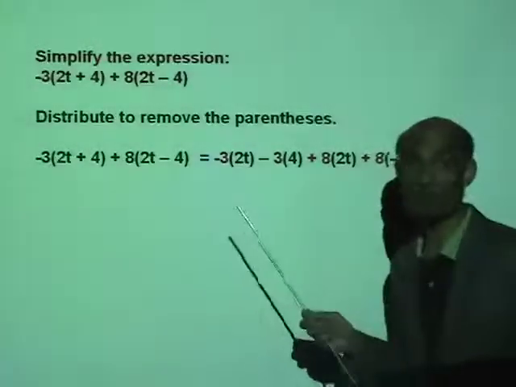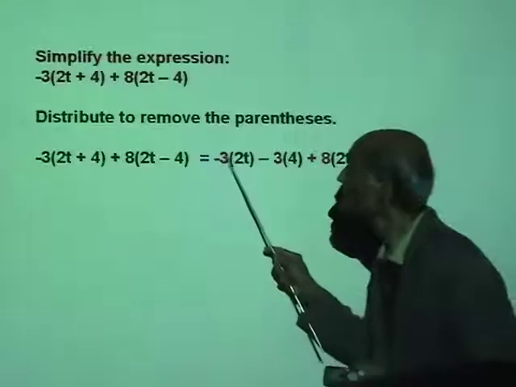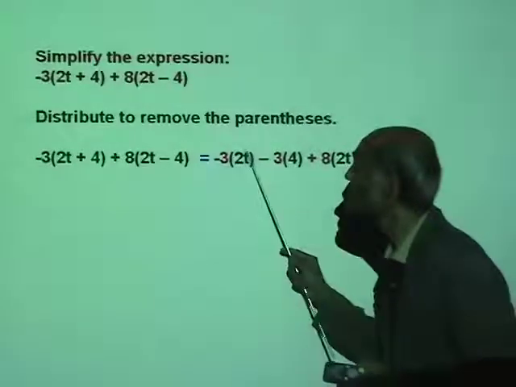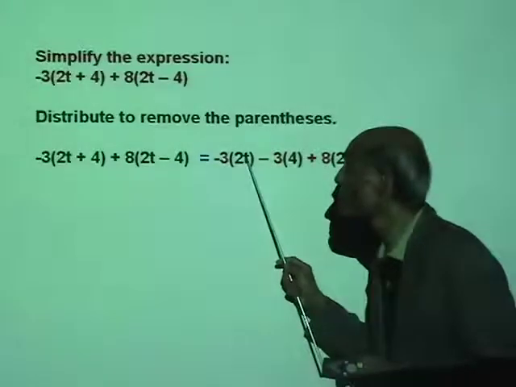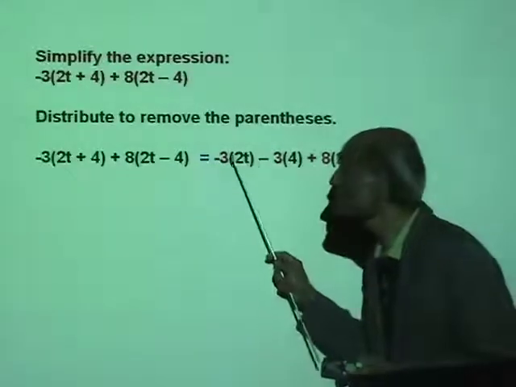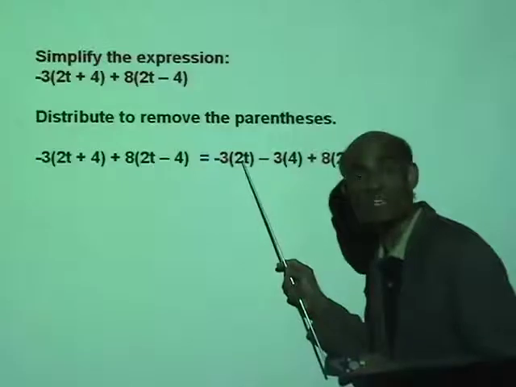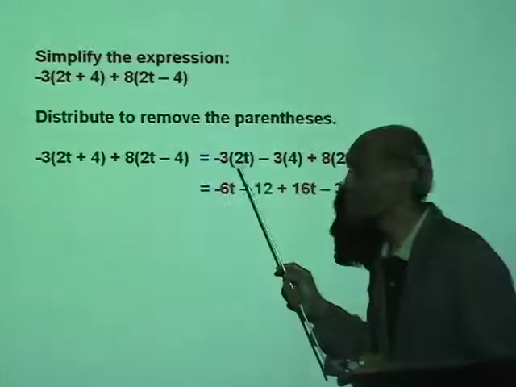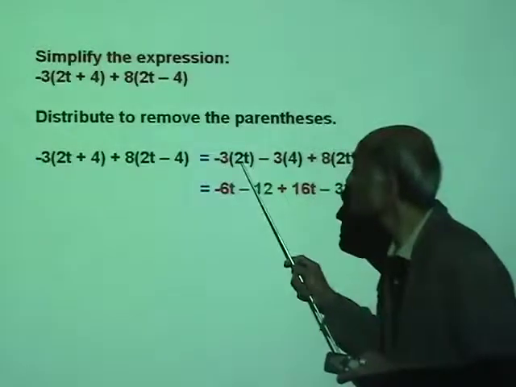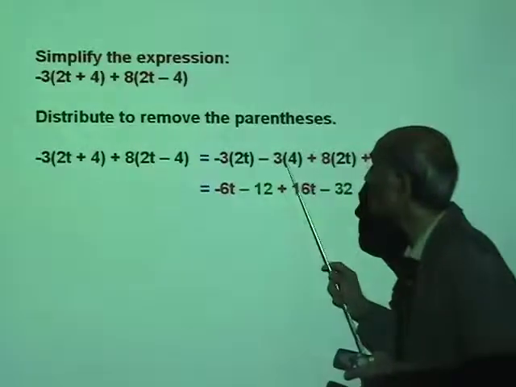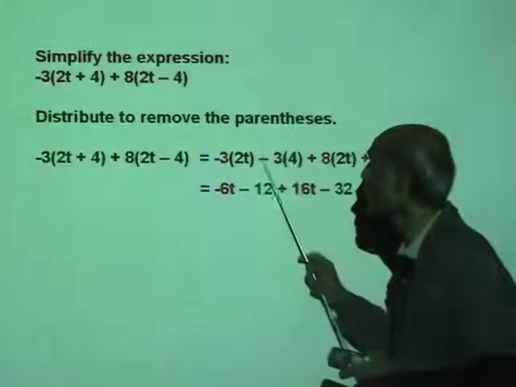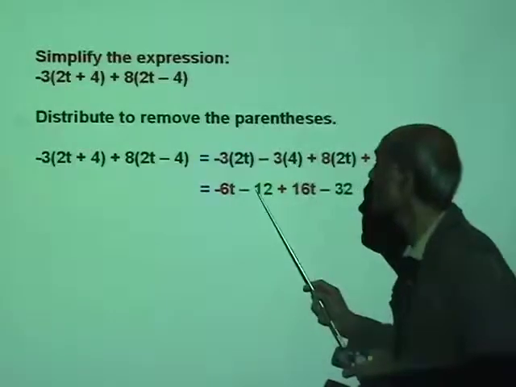Alright, now let's multiply this. What is negative 3 multiplied by 2t? Negative 3 multiplied by 2t will be negative 6t. Is that right? Yes. So that's negative 6t. And what is negative 3 multiplied by positive 4? That would be negative 12.